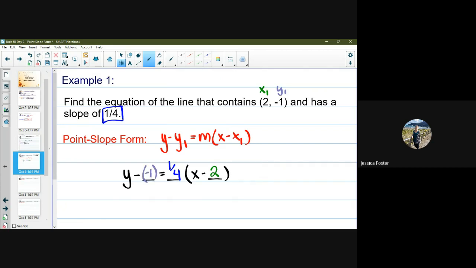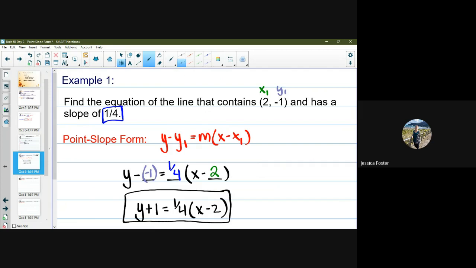I can clean this up now, so you see where I have y minus y1, I have a double negative there. So I'll rewrite it. So I have y plus 1 equals my slope 1/4 times x minus 2. This is my equation written in point slope form.